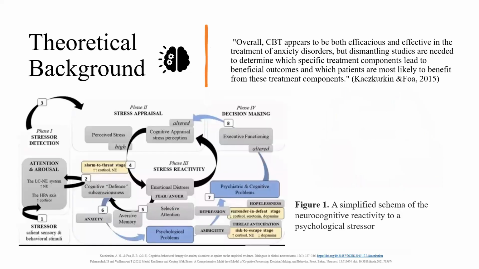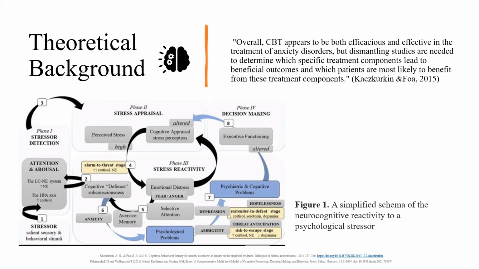And we can see in this figure, which is a simplified schema of neurocognitive reactivity to a psychological stressor. When you have a stressor here, what follows is phase 2, which is the stress appraisal, and then you have the stress reactivity, which would also monitor your emotion and your selective attention.